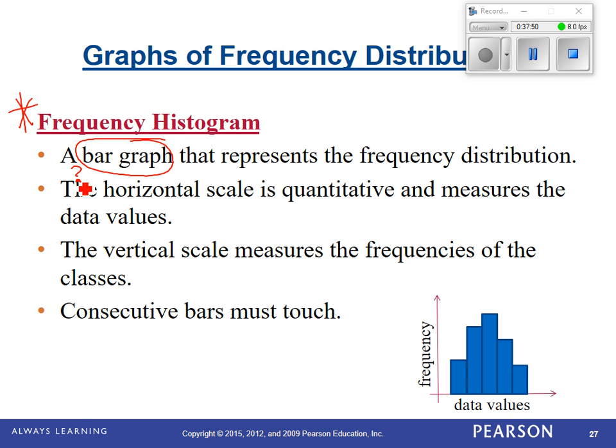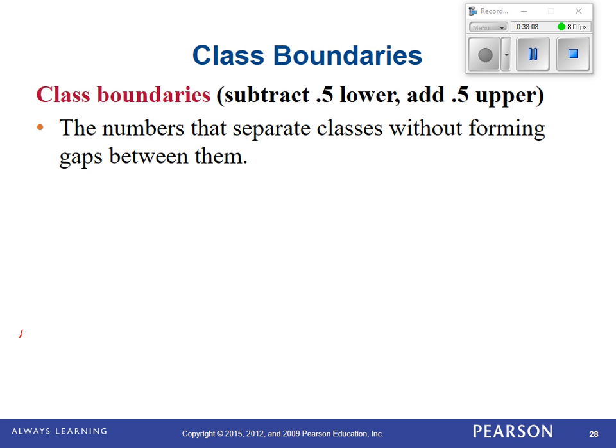So vertical, up and down. Horizontal, the horizontal is the data values. That's where the midpoints or whatever that we decide to put down there is going to go. Consecutive bars must touch. Consecutive bars must touch for a histogram.